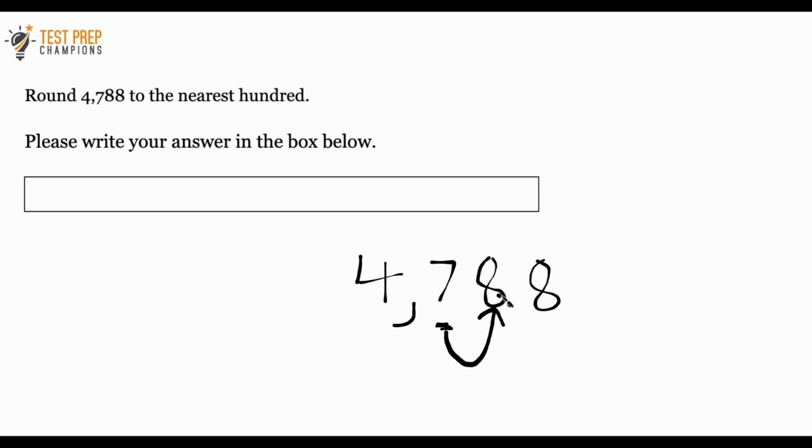So what exactly does that mean? Well, now I want to come back to my 7 and I want to increase it by 1. And then I'm going to turn these two 8s into 0. So in other words, the answer is going to be 4,800.